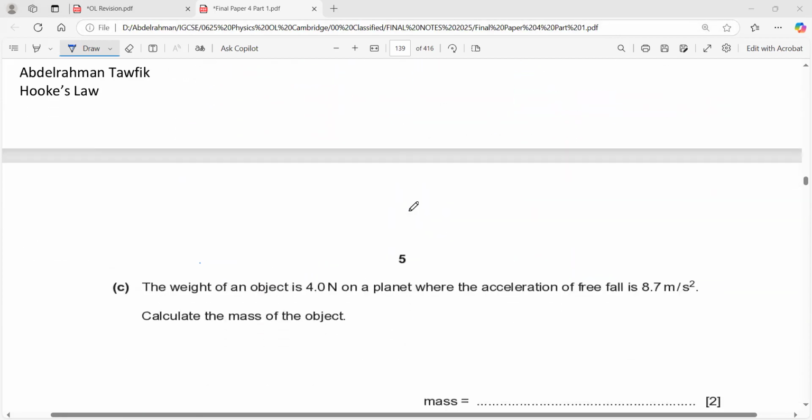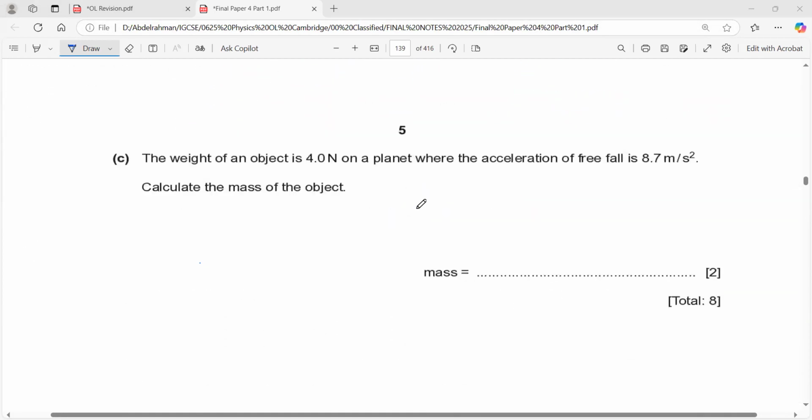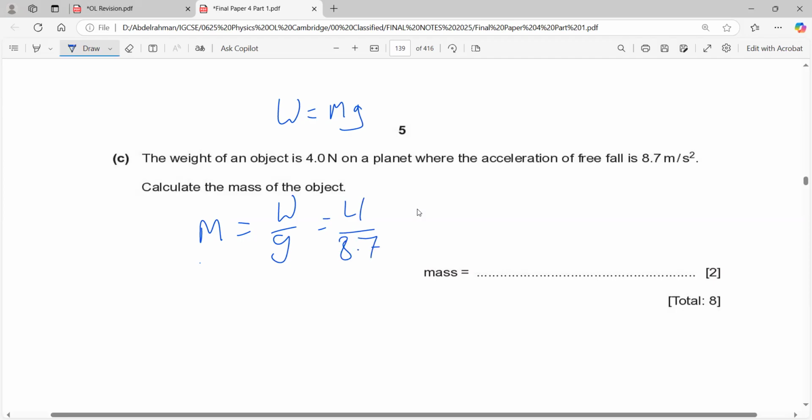Okay, خلاص. The weight of an object is 4 newtons on a planet where the acceleration is 8.7. Can I find the mass? We know that weight equals mg, so m equals weight over g, صح. 4 over 8.7. 4 divided by 8.7 is 0.46. Newtons.